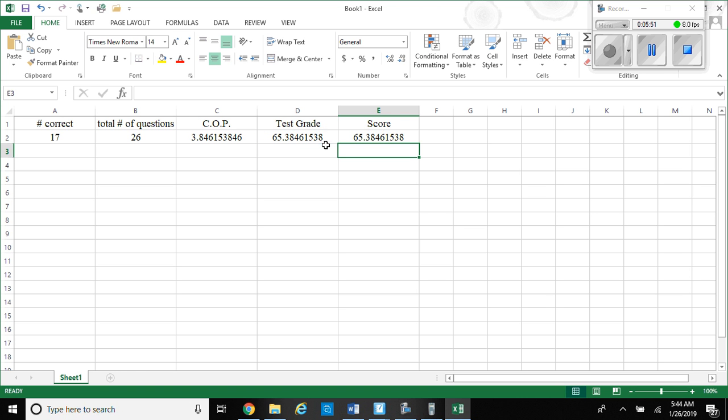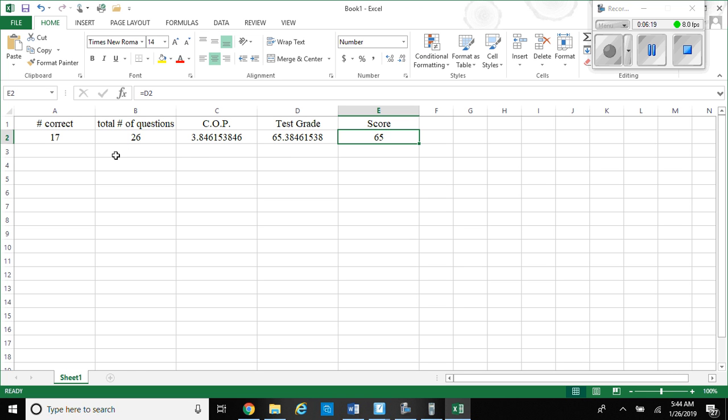So let me just put the test grade in there, and you round off by going up here and moving your decimal point to the right. Notice it rounds off, and we want no decimal points to get the grade, and it comes out to 65. So it rounds off to the nearest whole number for us. So that way we can tell what our grade is, or the score is for that exam.